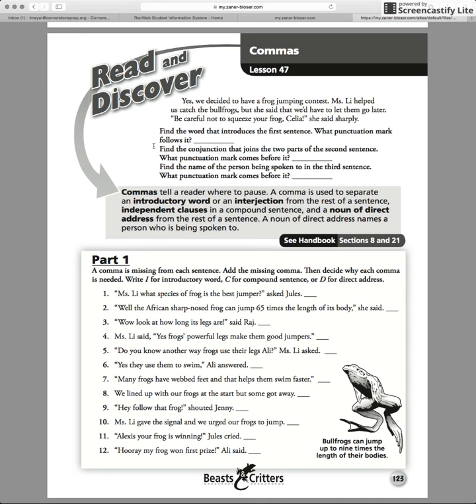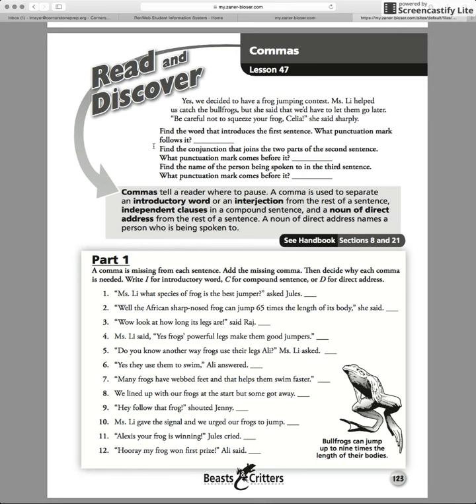Okay, so for your assignment today, you are going to complete part 1, all of the questions 1 through 12. As you are working on this section, you are required to add the missing comma, and then you have to decide why the comma is needed. So you're going to write I if it's for an introductory word, C if it's for a compound sentence, or D for direct address. So just these 12 questions today.